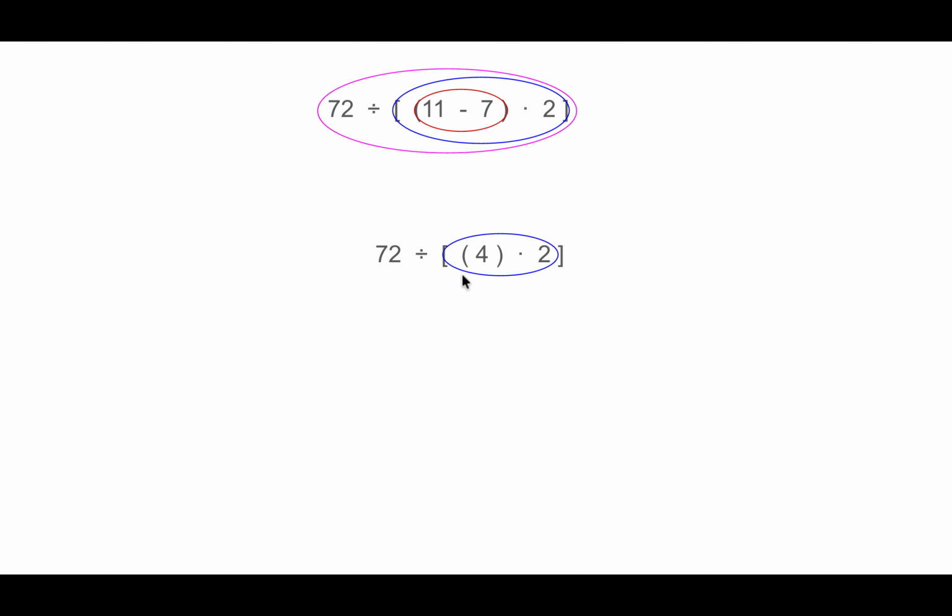Let's do our circling again. So here we go. We're going to circle with the brackets. That's our blue circle. And then we still have our pink circle. Let's simplify within. So 4 multiplied by 2 is 8. So we bring down the 72 divided by 8. And again, now we have our pink circle. And the quotient of 72 and 8 is 9.